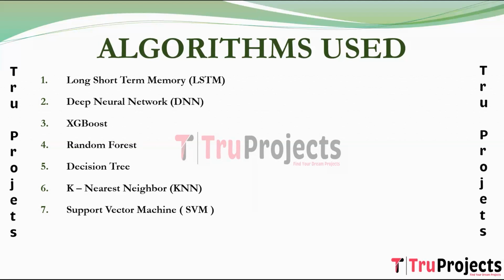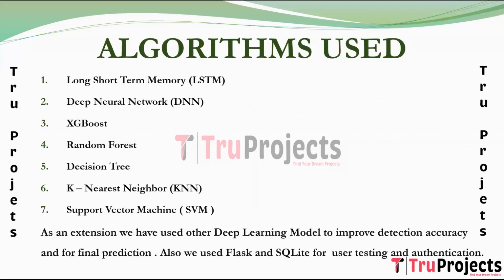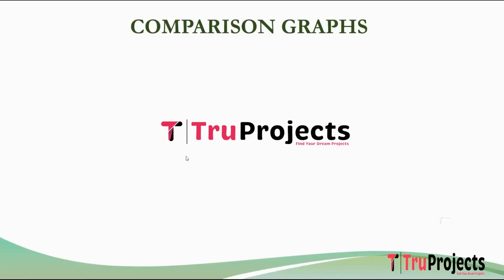SVM is chosen for its ability to create clear boundaries between normal and ransomware script execution in the feature space, contributing to the accurate classification. As an extension, we have used other deep learning models to improve detection accuracy and for final prediction. Also, we have used Flask and SQLite for user testing and authentication. We have evaluated this project using different error metrics which are accuracy, precision, recall, and F-score.